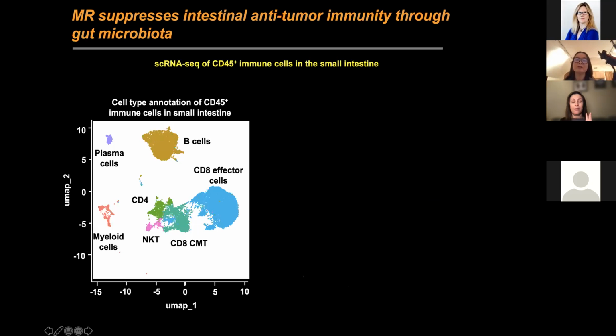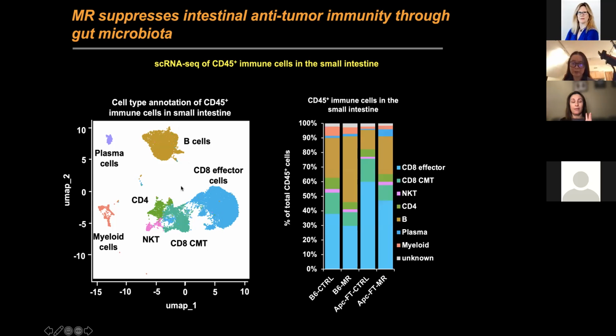When we look at the small intestinal CD45 positive immune cell population in the donor mice and also the fecal recipient mice by single cell RNA-seq, we can see that based on their individual gene expression and marker gene expression, this CD45 positive immune cell population in the small intestine can be clustered into about 7 functional groups.